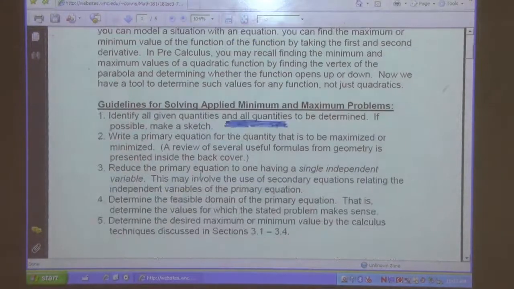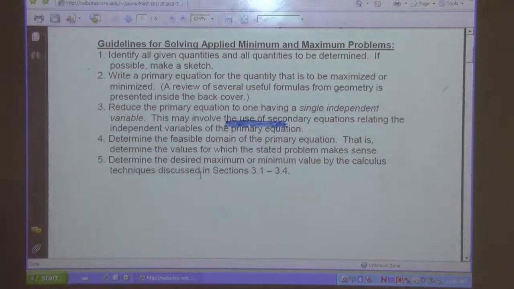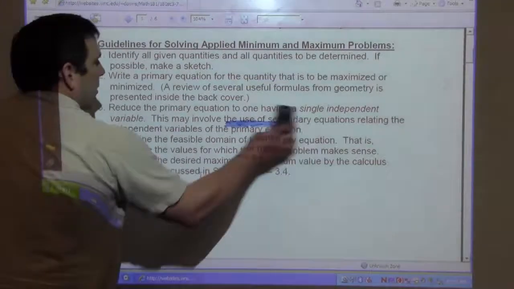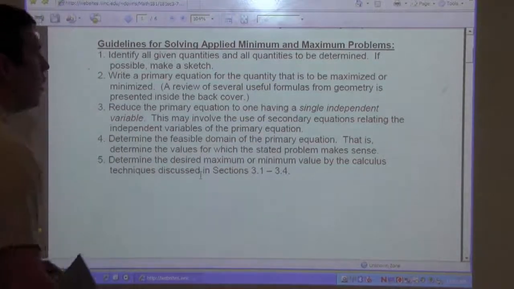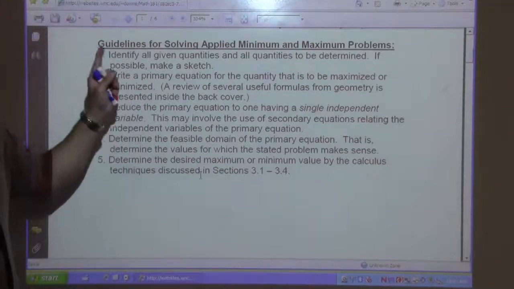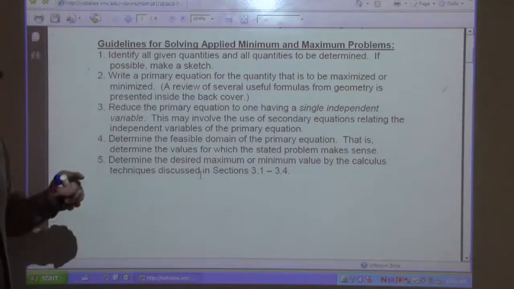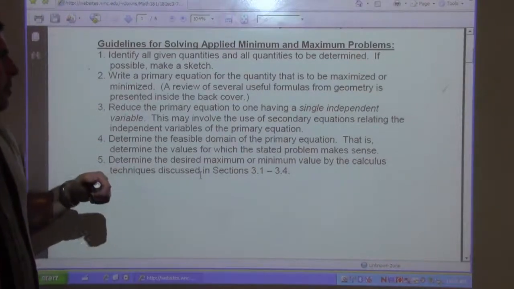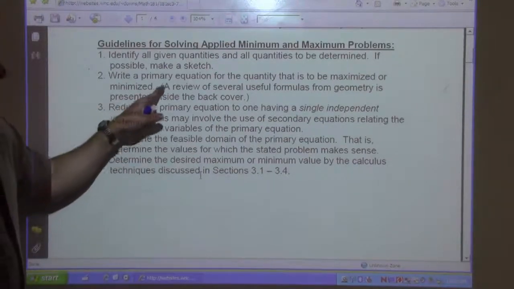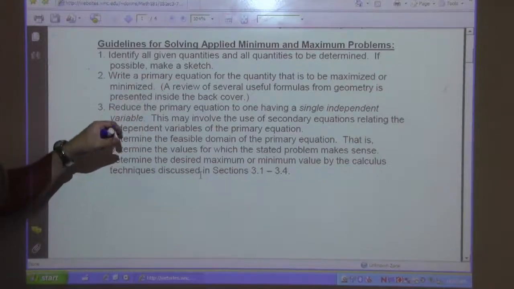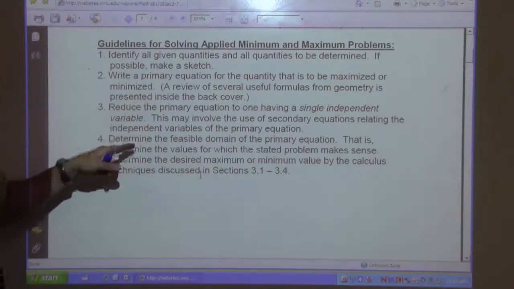So, guidelines for solving applied minimum and maximum problems. 1. Identify all the given quantities and all quantities to be determined. If possible, make a sketch. 2. Write a primary equation for the quantity that is to be maximized or minimized. A review of several useful formulas for geometry is presented inside the book.